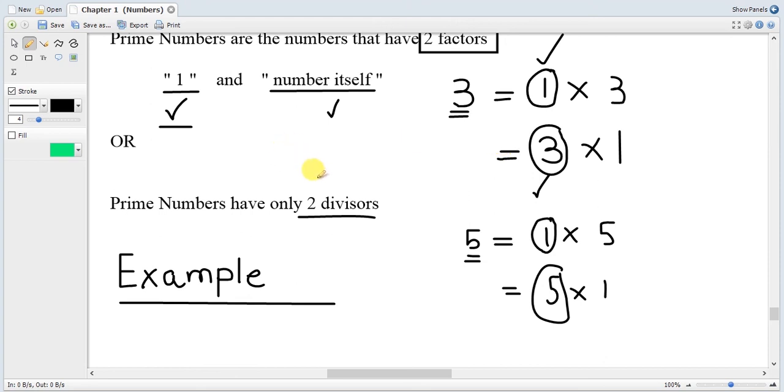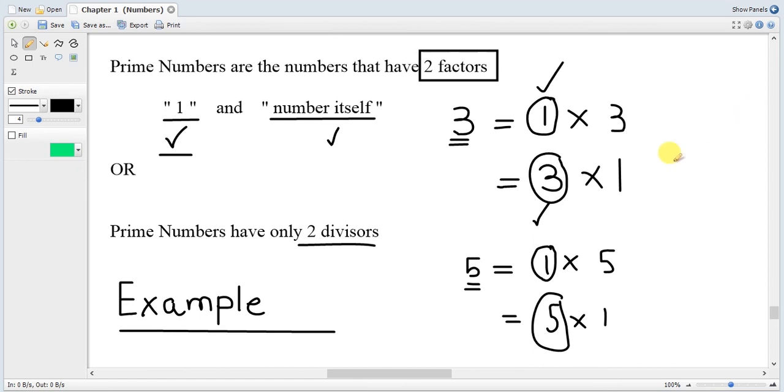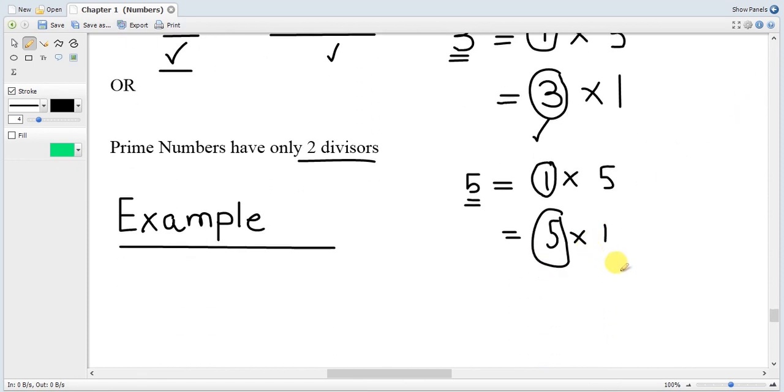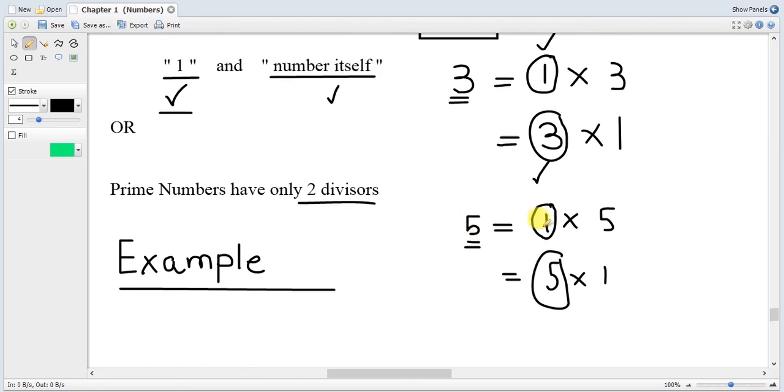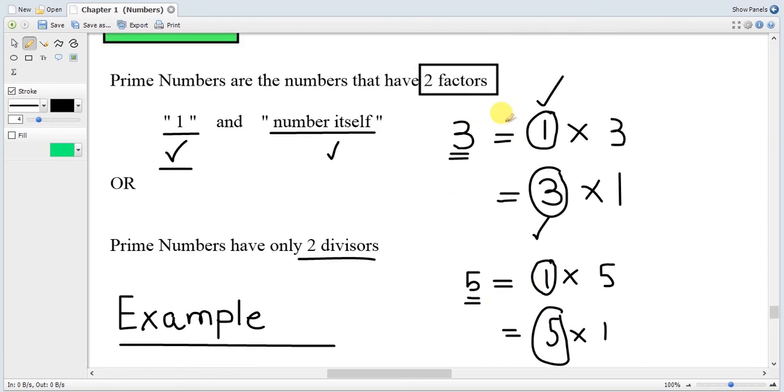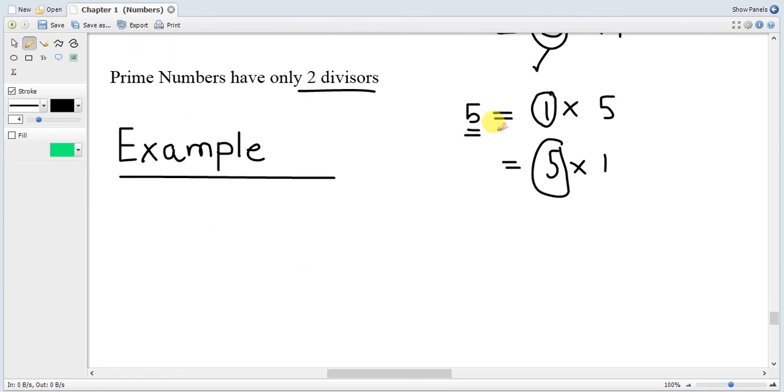Let's take any other example. So 3 is a prime number, and 5 is a prime number. Why? Can you tell me any other than 1 and 5, any other digits, that if you multiply them together you'll get 5? No, exactly. So that is why 5 is a prime number, 3 is a prime number. Similarly, 2 is also a prime number.